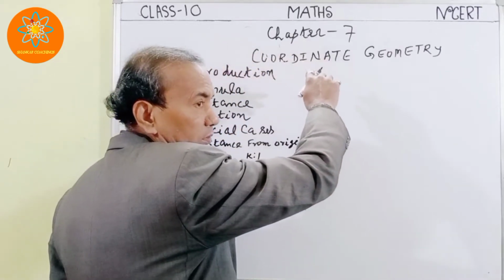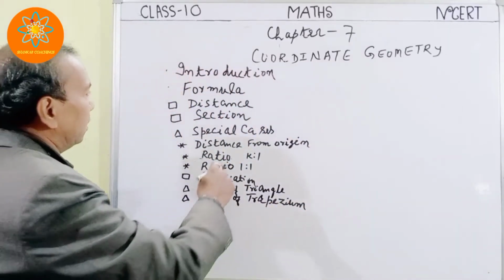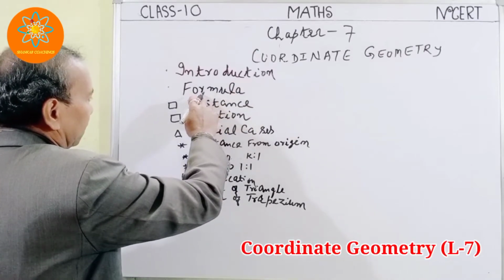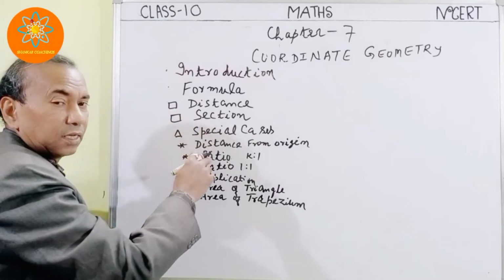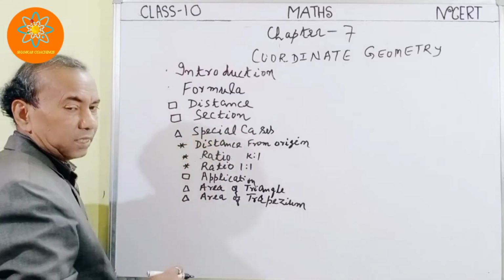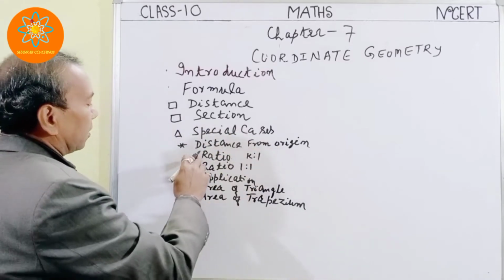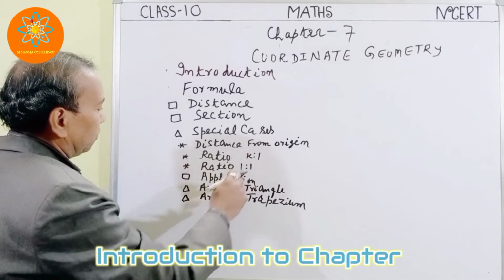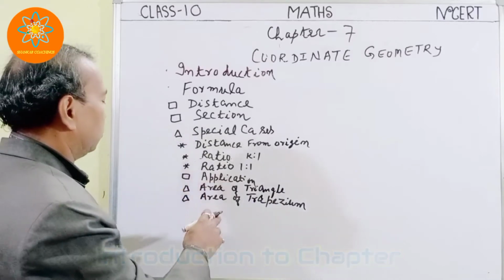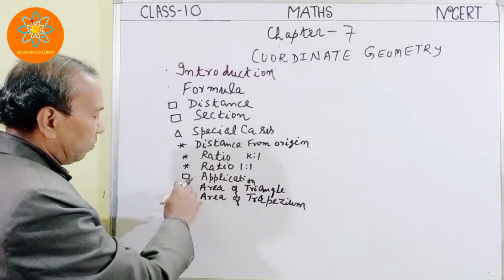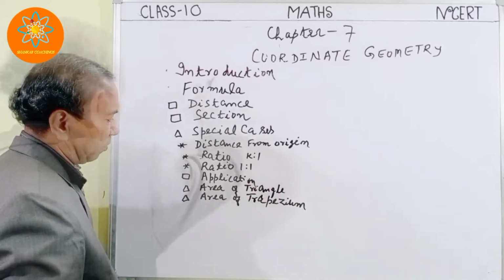Chapter 7: Coordinate Geometry. In coordinate geometry, we will see this introduction portion, then formulae. In the formulae, we have distance, then section, and then we will take a few special cases. In the special cases, we have the distance from origin, and ratio k:1, then ratio 1:1. Then we will see a few applications also. In the application portion, we will see the area of a triangle.